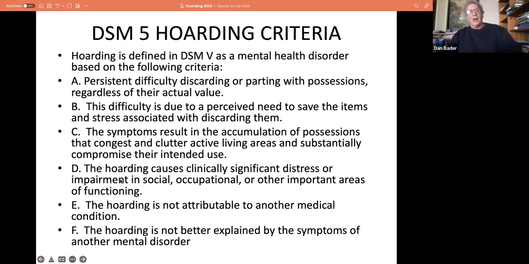C, the symptoms result in the accumulation of possessions that congest and clutter active living areas and substantially compromise their intended use. And that's a key one because it usually will manifest as, it makes it difficult sometimes to use a kitchen or to get into the bathroom, that kind of thing in more extreme cases. D, the hoarding causes clinically significant distress or impairment in social, occupational, or other important areas of functioning. E, the hoarding is not attributable to another medical condition. The hoarding is not better explained by the symptoms of another mental disorder.